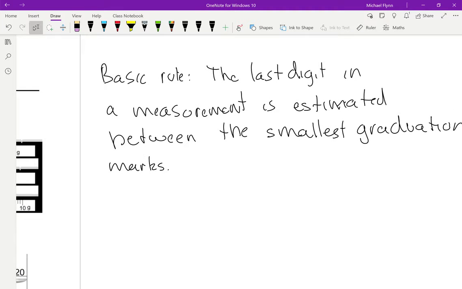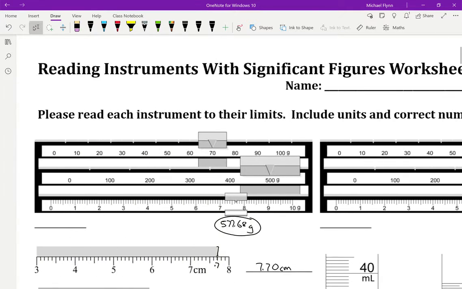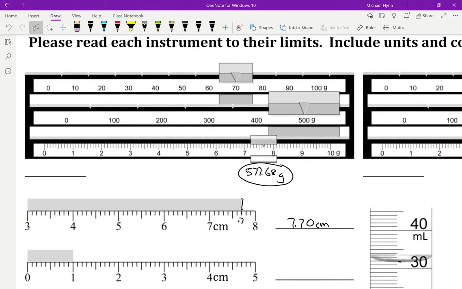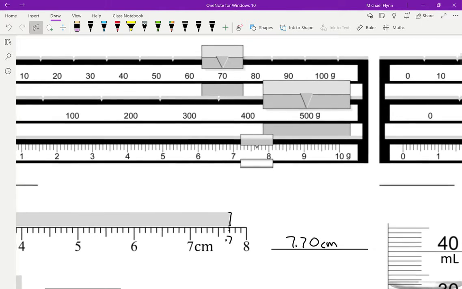Let me explain what that means. What that means is you always read one more digit, one last digit past the smallest mark, when you're reading these instruments. We have a variety of instruments we're going to be looking at here. If you remember, on Friday we did one of these already, but I just want to point this out to you. If you look at the largest measurement here, it's 500 grams. The weight, which I'll highlight in yellow, is pointing right on the 500 gram mark.